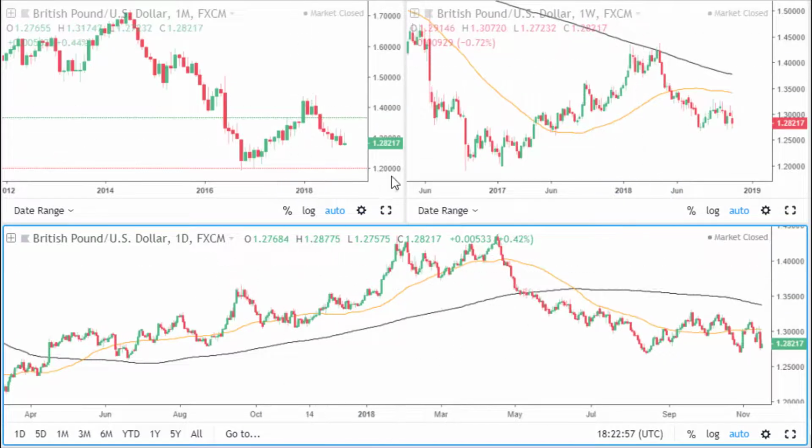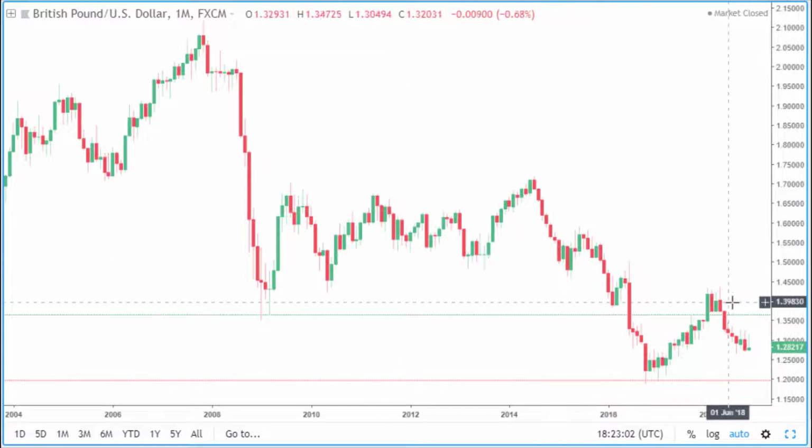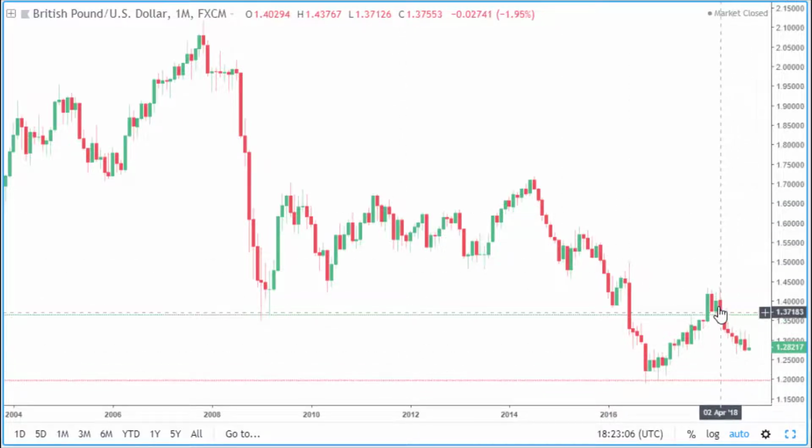Last forex pair we are looking at today is the pound US dollar. If we go to the monthly time frame, you can see price is currently between last year's high and last year's low. We see price is heading in a downwards direction as well.